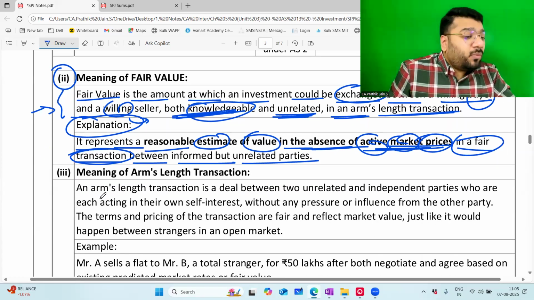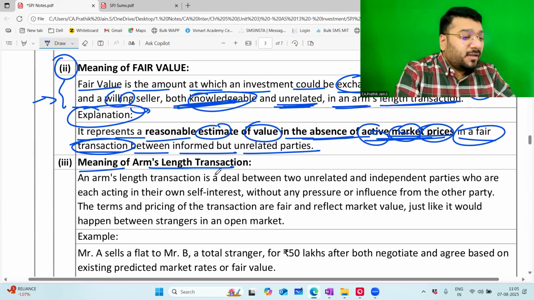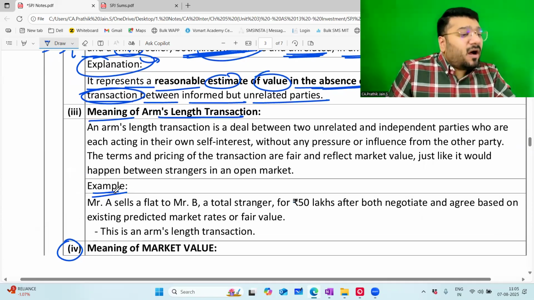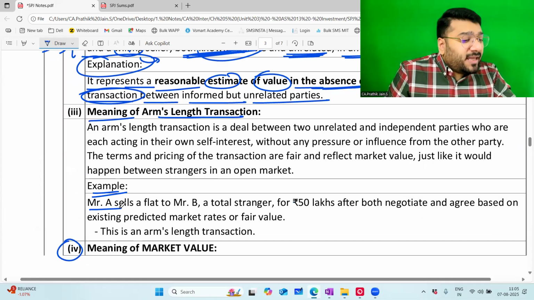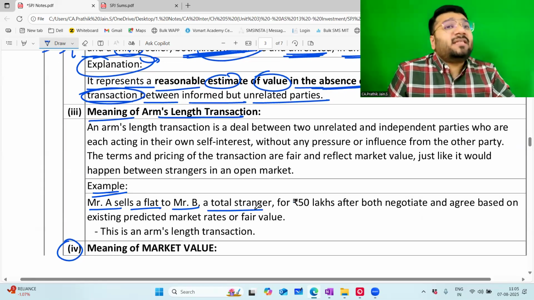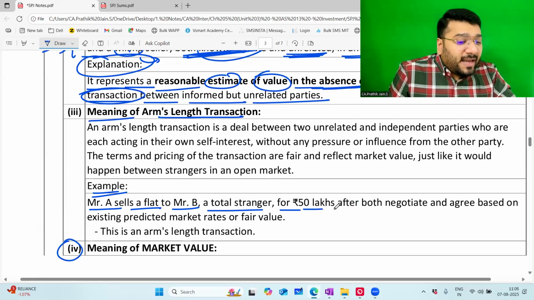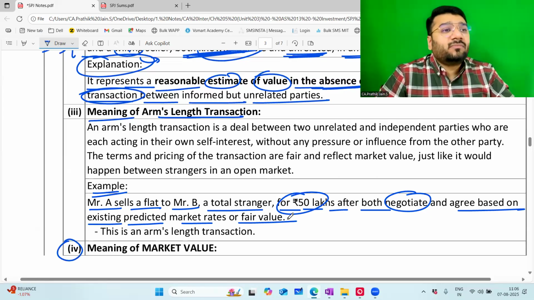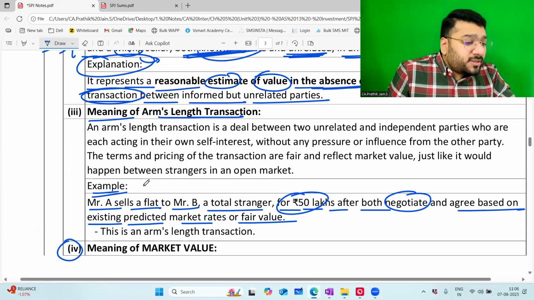Now the question is what is the meaning of arm's length transaction? I'll do the example first, then I'll come back and do the meaning. Example of arm's length transaction. Mr. A sells a flat to Mr. B and both of them are total strangers to each other, for 50 lakh, after both of them negotiated. They agreed at a price of 50 lakh rupees based on the existing predicted market rates or fair value.